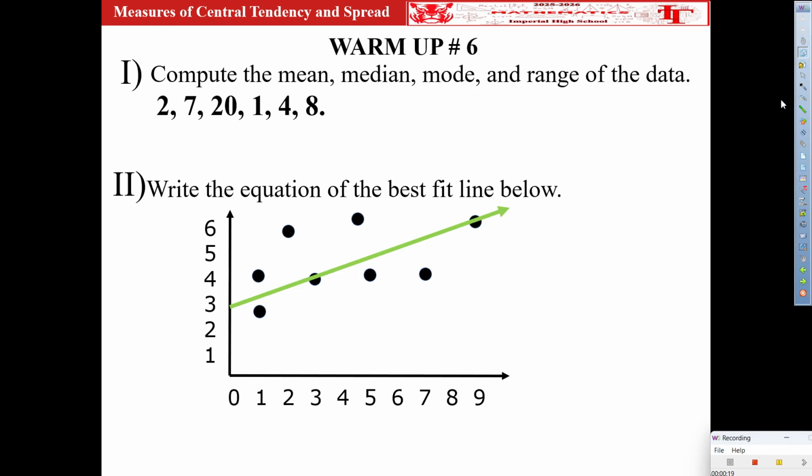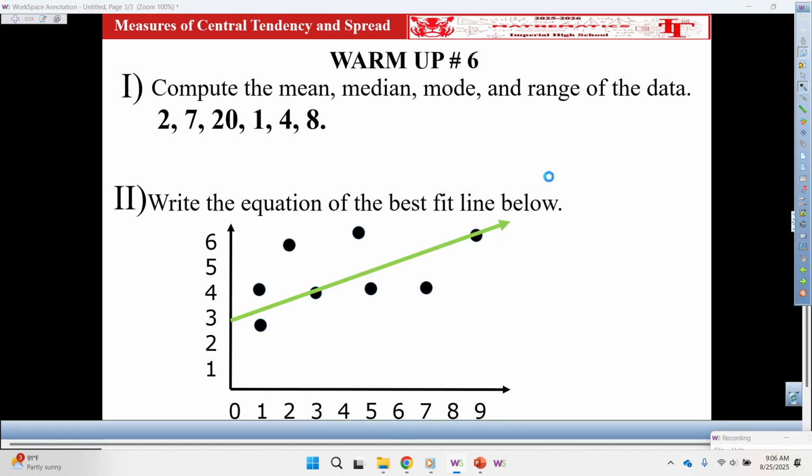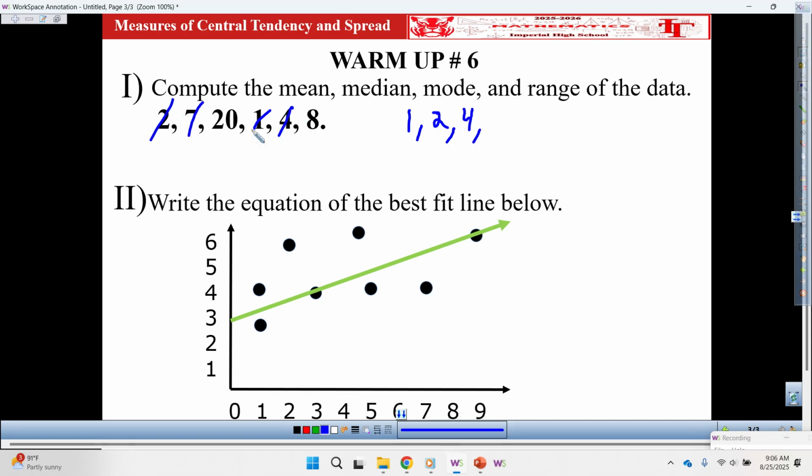Let's go. So step 1, what do we do with any data that I give you? Tell your neighbor. Ascending order, that is correct. So we got 1, 2, 4, 7, 8, and 20.